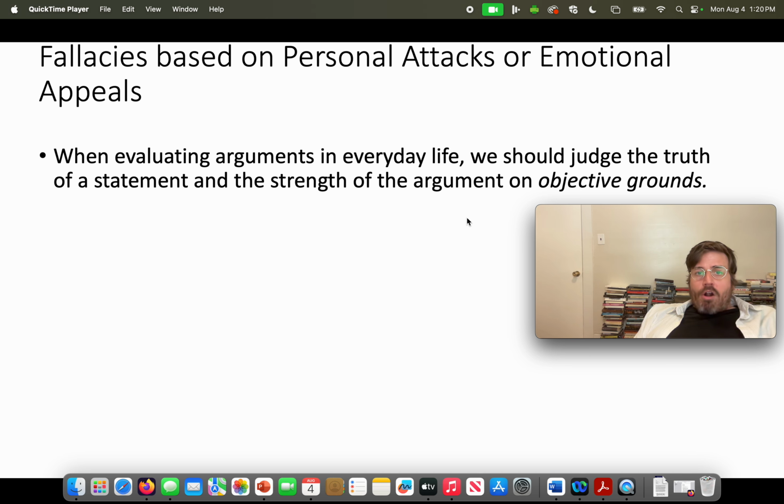But when evaluating arguments in everyday life, we should always remember to judge the truth of a statement and the strength of the argument objectively, right? And so that means we need to adopt a kind of disinterested perspective that is solely interested in whether or not premises are really rationally connecting up with conclusions.